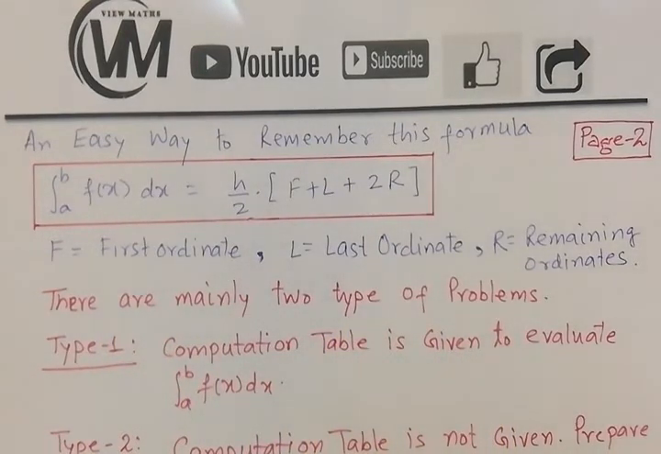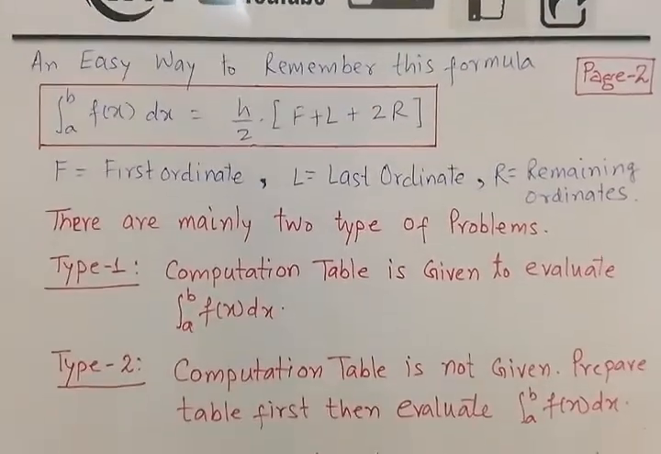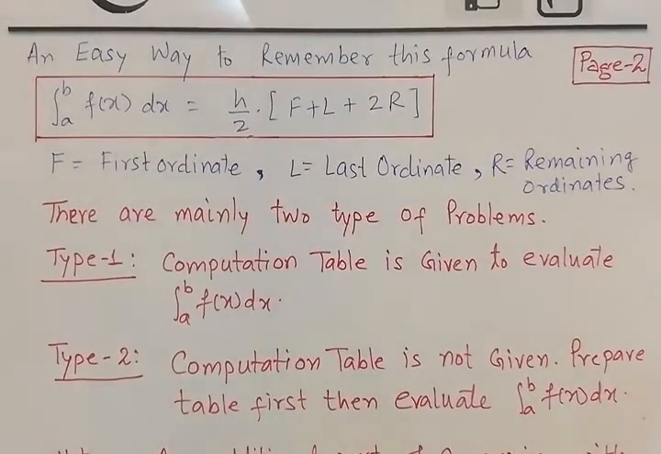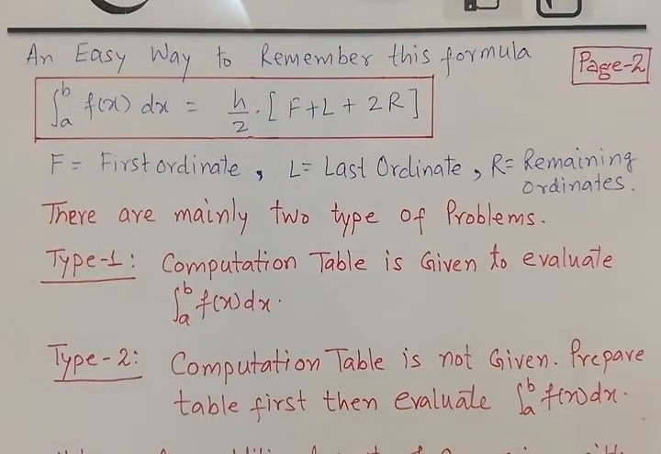Now coming over the problems on the trapezoidal rule, there are mainly two types of problems. The first type where the computation table is already given in the problem. And the second type where the computation table is not given, but we have to prepare the table first before evaluating the integral. So in the first type, the computation table is already given, and in the second type, the computation table is to be made first and then evaluation is to be done.